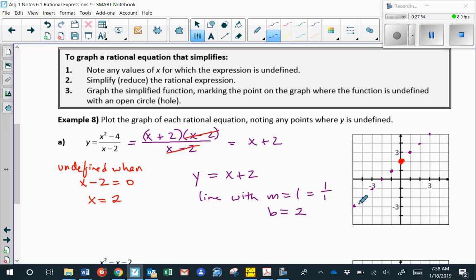The last thing that I do before I connect this is I need to note where that hole is. There's going to be a hole in the graph at x equals 2. So I'm going to erase that point that I graphed when x is equal to 2, and I'm going to replace it with a hole. Now I can connect the graph, just noting that there's a hole at x equals 2.